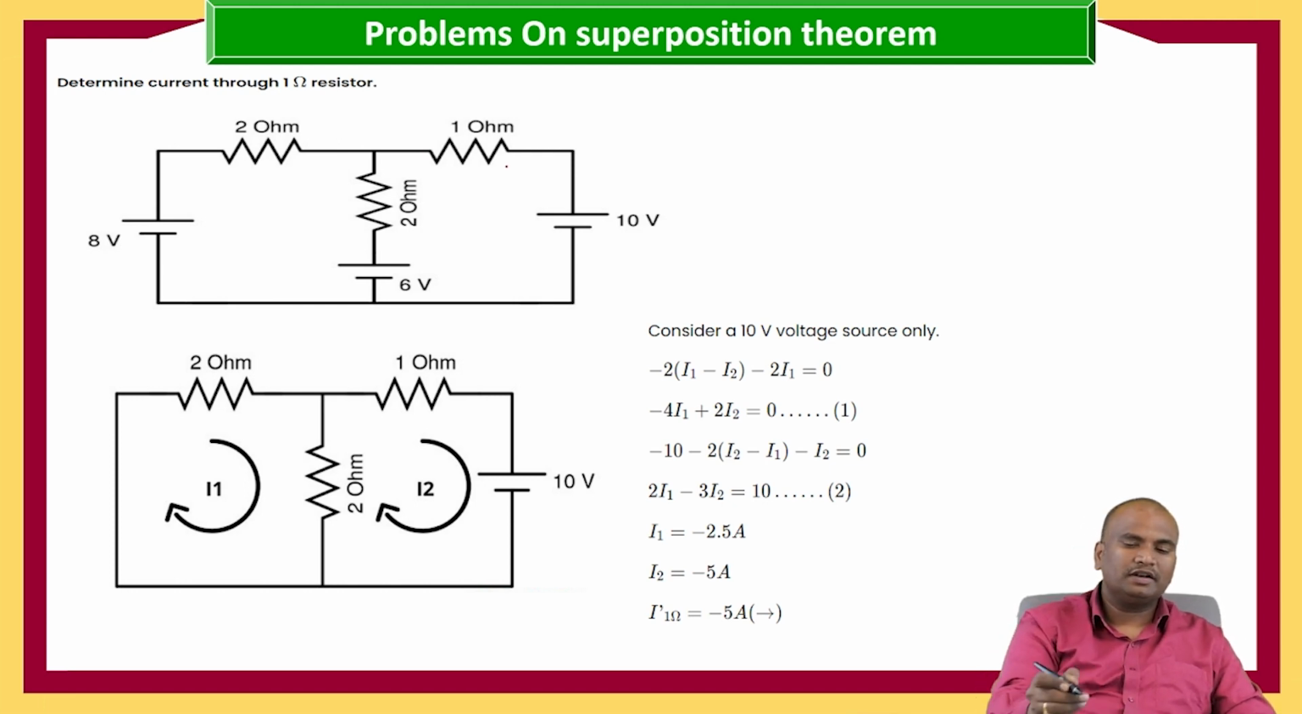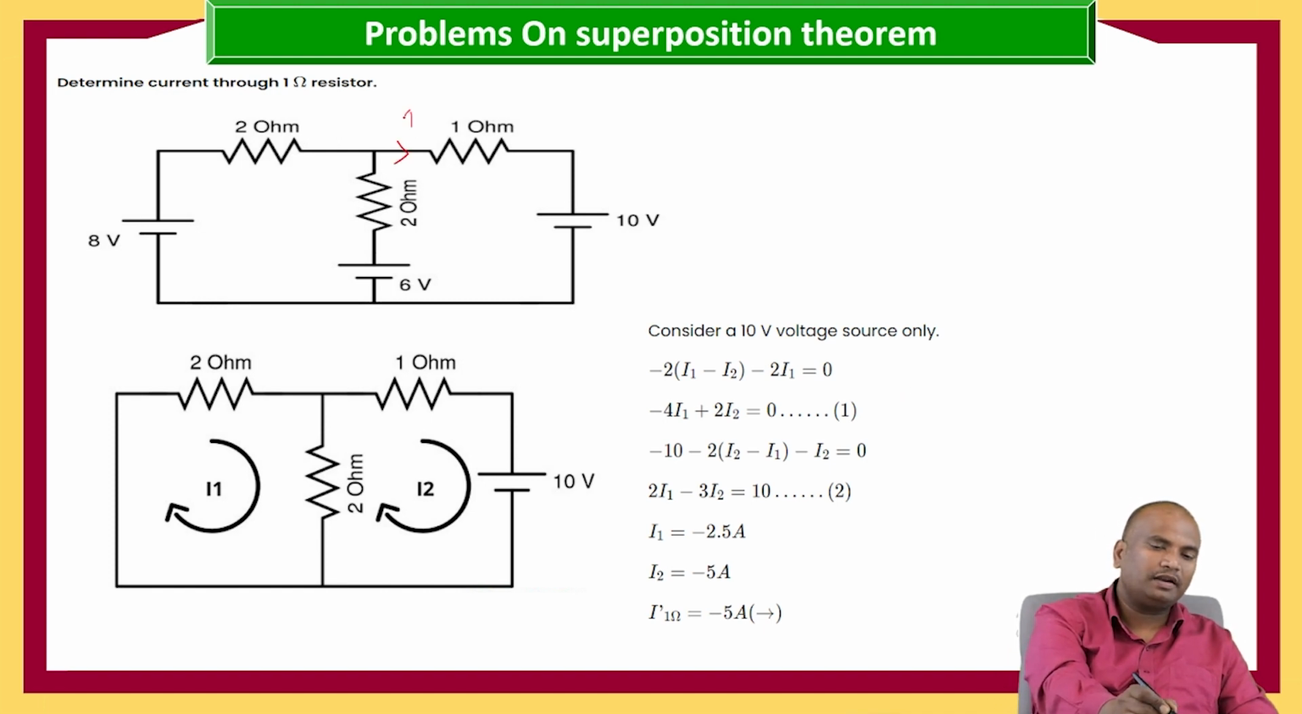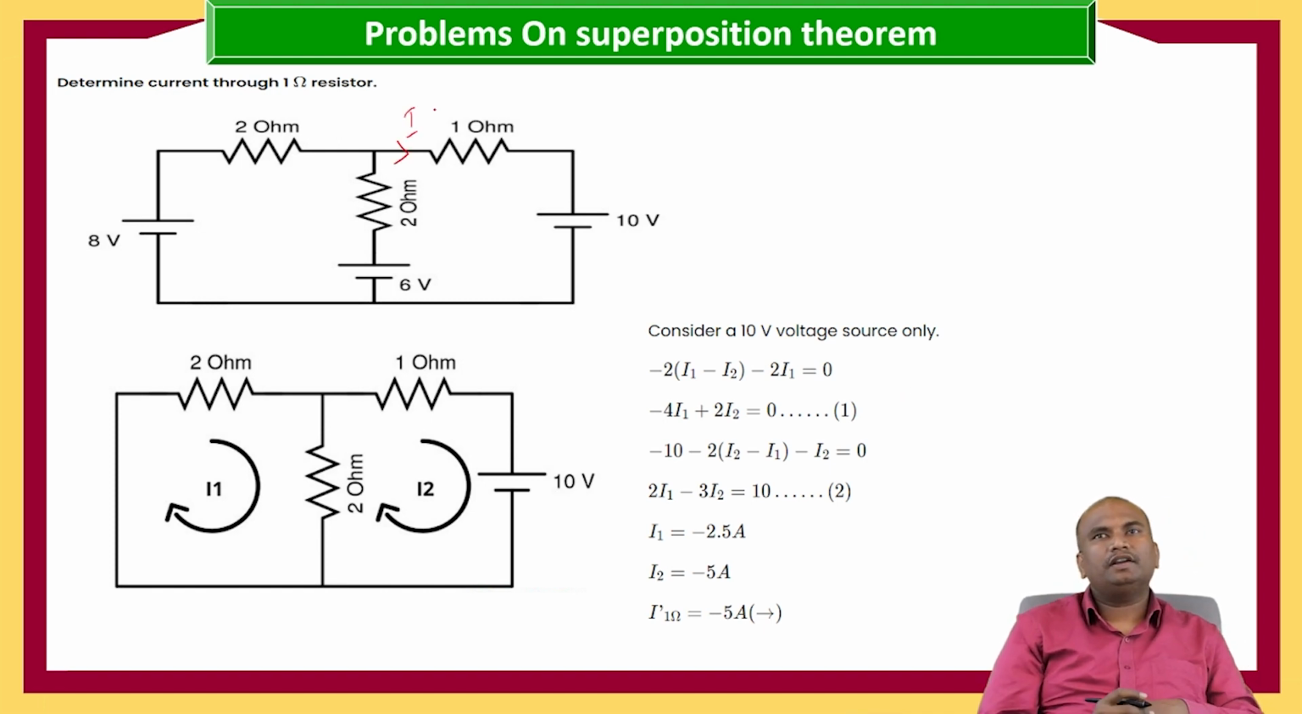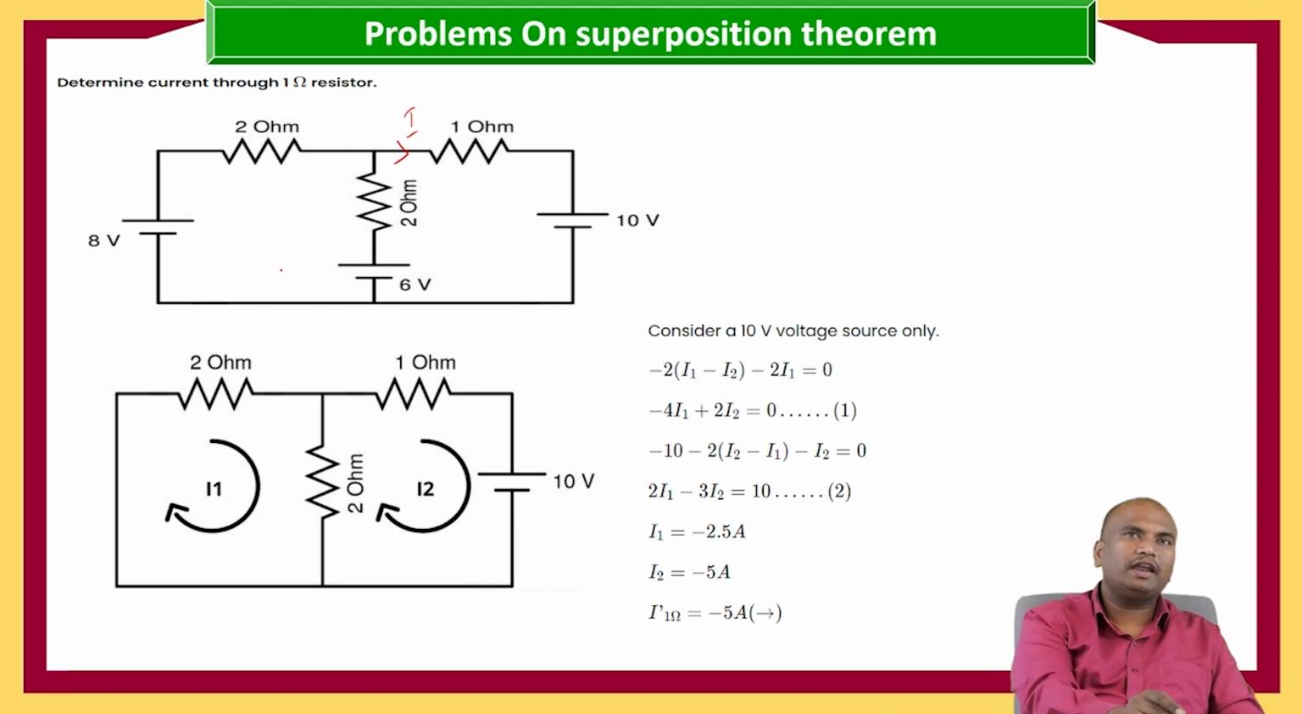This is the current which we need to calculate in this particular direction. In order to calculate that current, first we consider that only the 10 volt source is acting. So when the 10 volt source is acting, the 8 volt and 6 volt sources are short circuited. When these two are short circuited, we get only a 2 loop circuit.